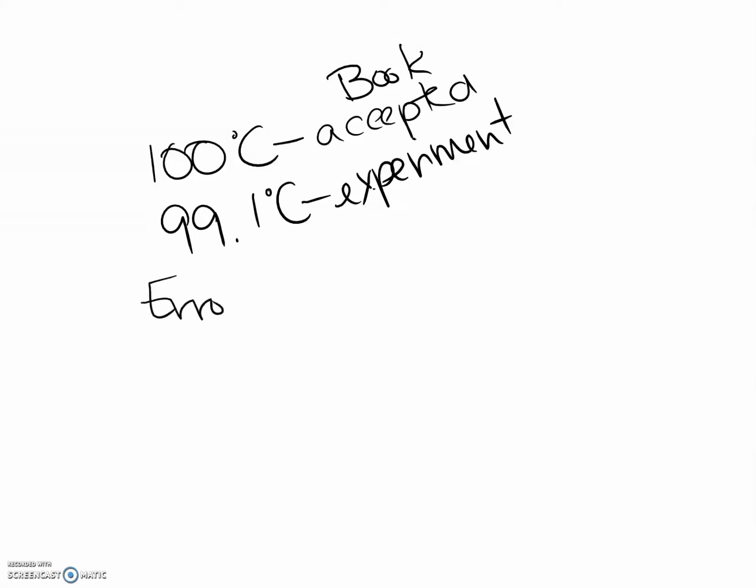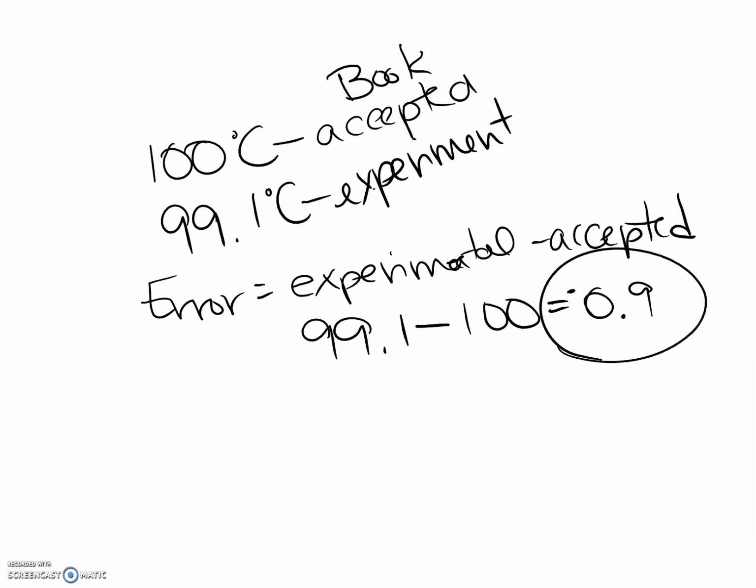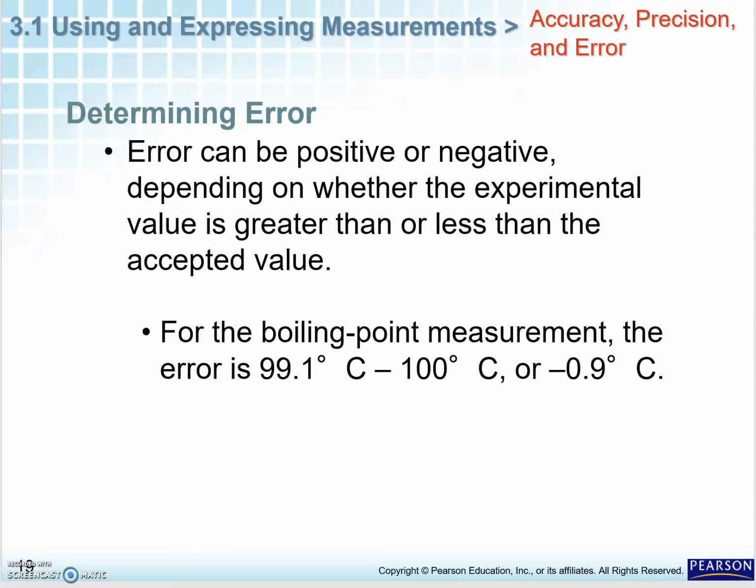So to find the error, you take your experimental, whoops, I spelled that wrong, minus your accepted. So that would be 99.1 minus 100, giving you negative 0.9. That is your error value. So that's not a big difference because you're only off by negative 0.9 degrees Celsius, but that number really doesn't make much sense. You don't have anything to compare it to.